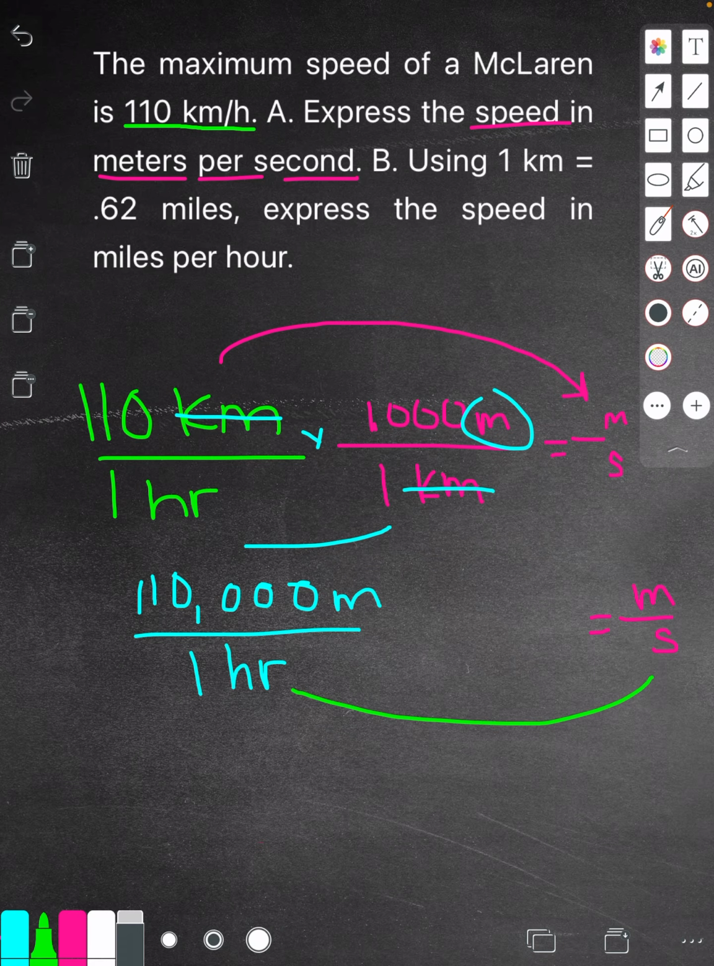So I need to figure out how many seconds are in an hour. There are 3,600 seconds in an hour. Oh, look at that. I'm already doing it wrong.